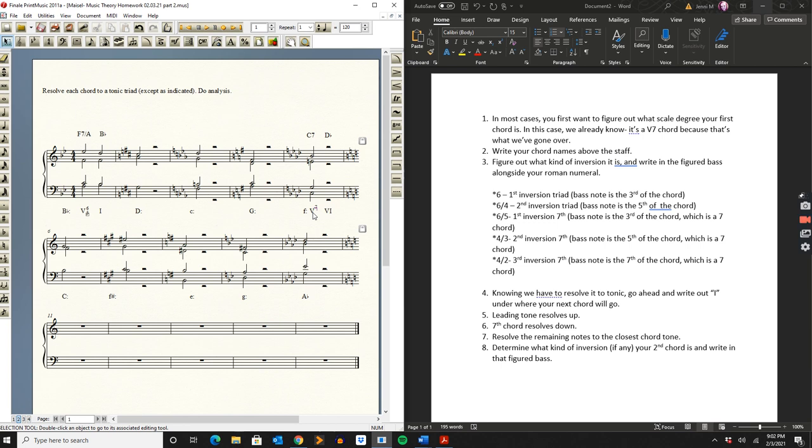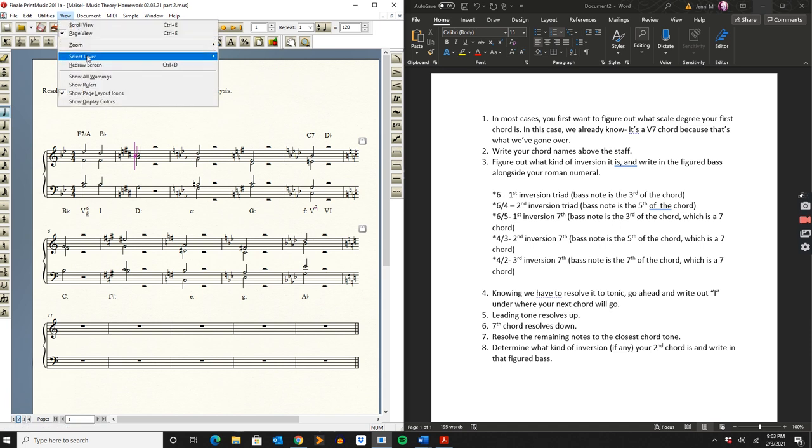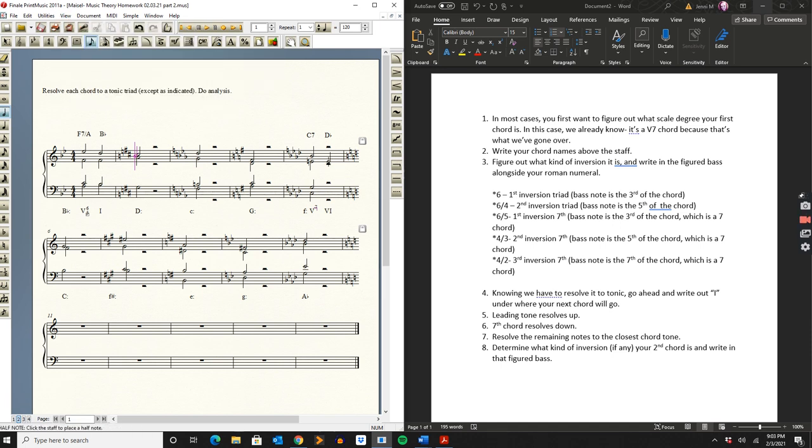So then we go ahead and we move on to the easy part. Let's just resolve our leading tone up, resolve our 7th chord down, resolve the remaining chords, and then determine if there's any kind of inversion in this 2nd chord. So that being said, what is our leading tone of F minor? Well, that would be E natural, not E flat because it's a harmonic minor. So making sure that we are in the right layer, we're going to take that and resolve that up to an F because that's the closest chord tone within the D flat triad.